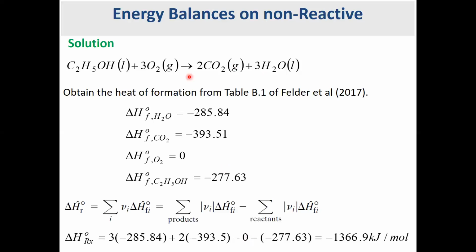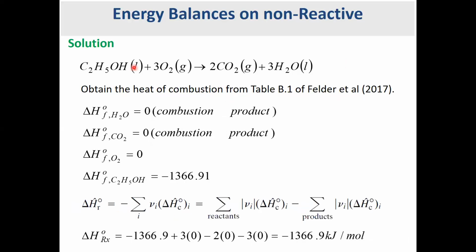So we have 2 moles of CO2 and 3 moles of water. The stoichiometric coefficient of water is 3, the value of -3, plus 2 multiplied by the standard heat of formation of the CO2, minus the reactant, which is here. So that is the way that we calculate the standard heat of reaction from the standard heat of formation.